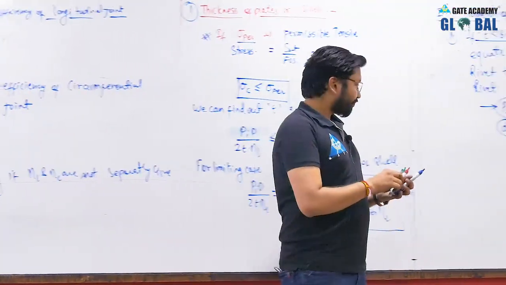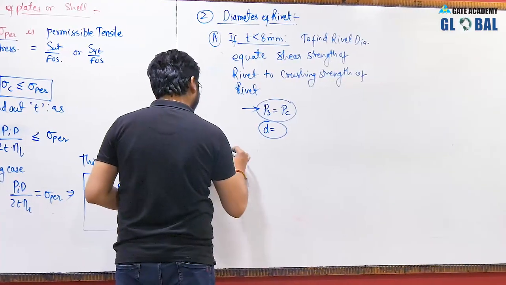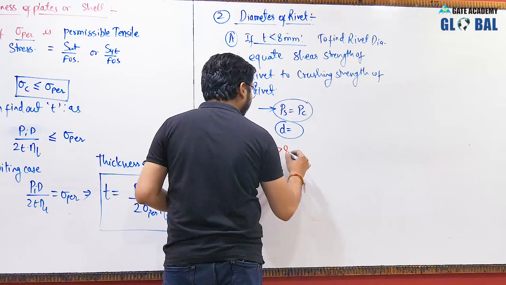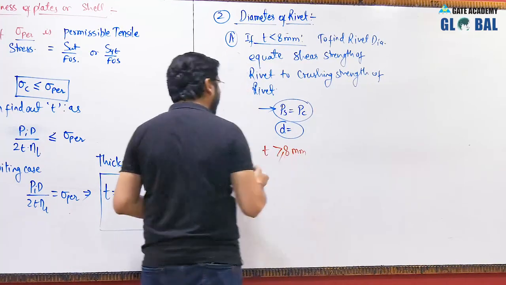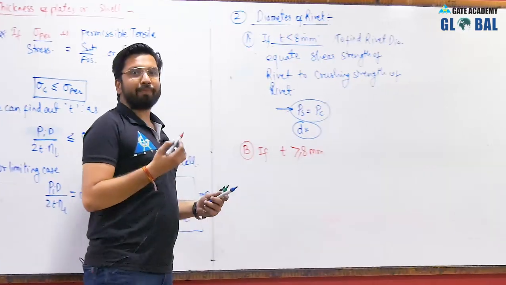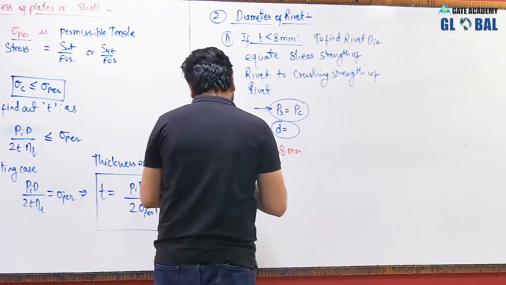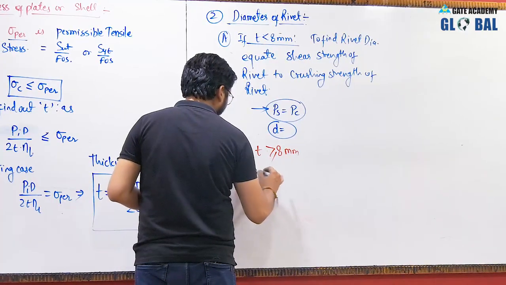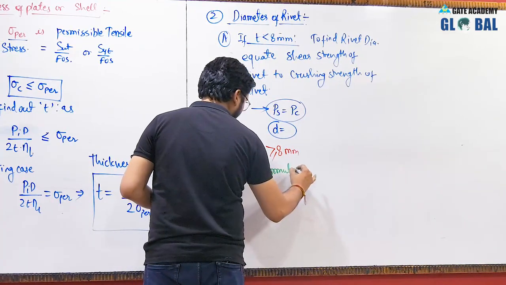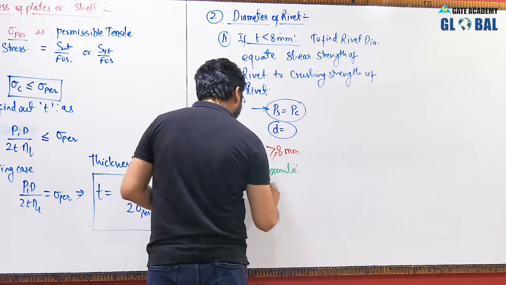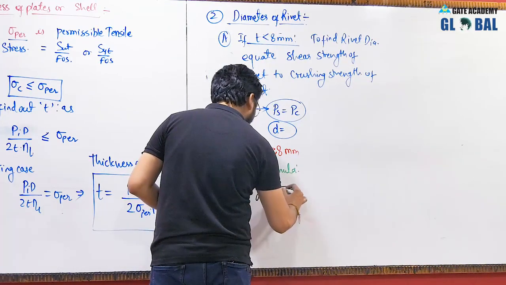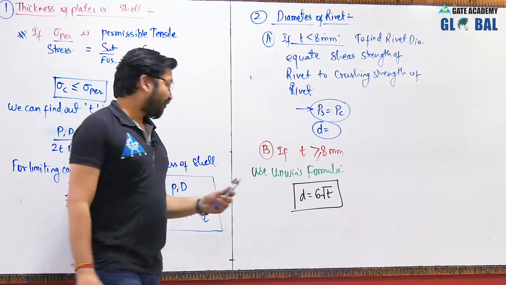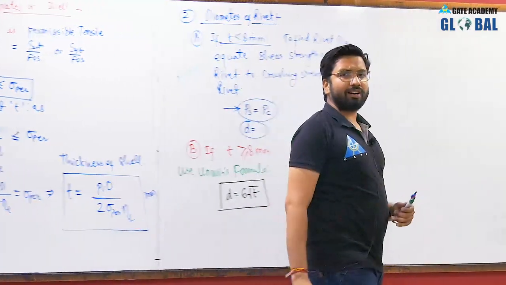Okay, now the second case, that if T, that is the thickness of plate, is greater than 8 mm, or you can say greater than or equal to 8 mm, then we can use an empirical correlation that is known as Unwin's formula. Then use Unwin's formula. Okay, and this Unwin's formula is D equal to 6 root T. So on using this simple correlation, we will be able to find out the diameter of the rivet.